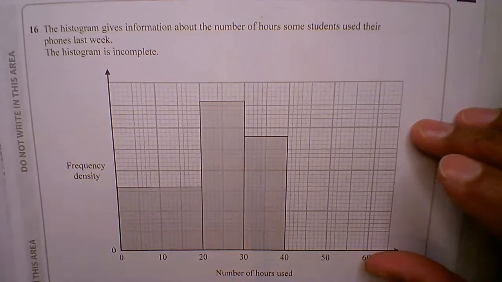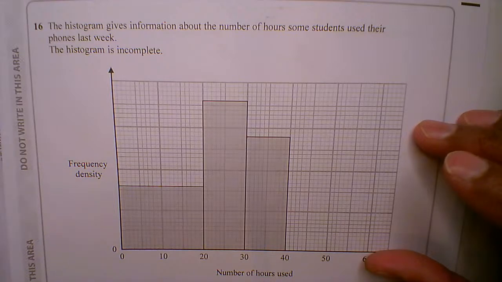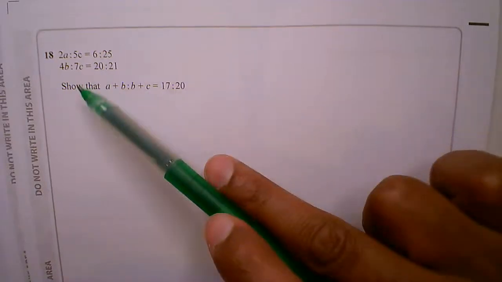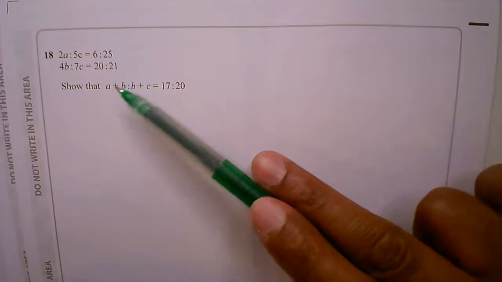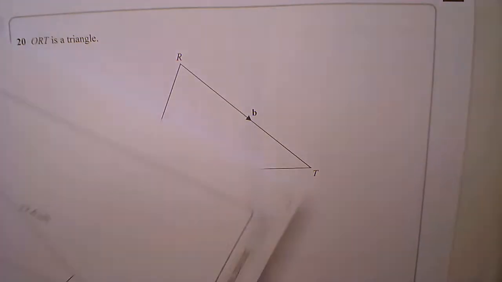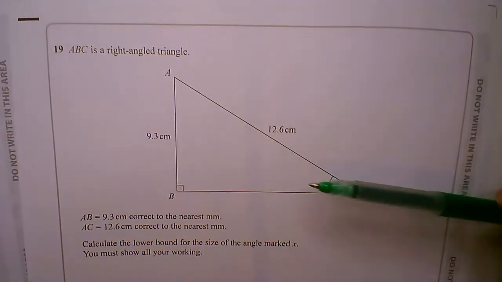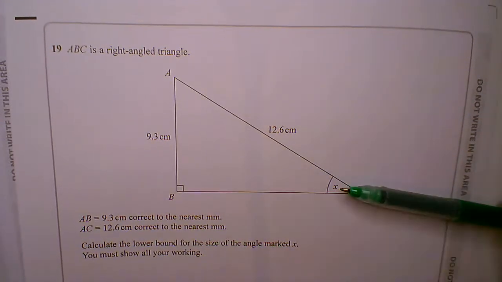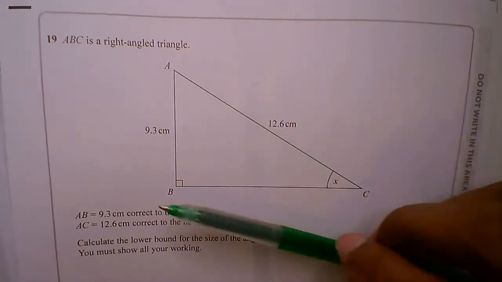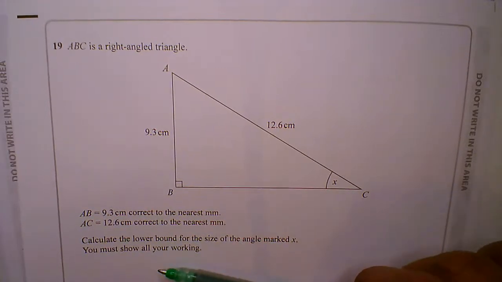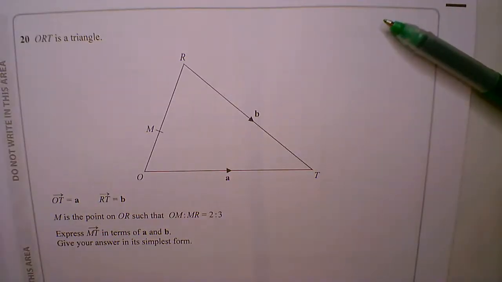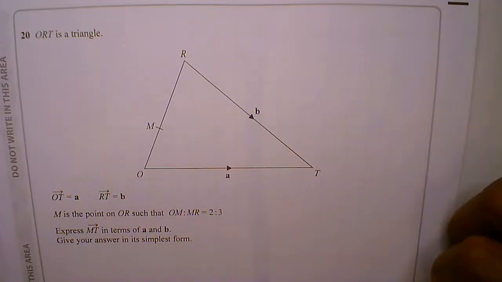Question 16, we've got that there. Histograms again. Going backwards rather. Okay, so here we've got question 18, which is a ratio with parts, so we'll come back to that. This question here, you've got a right angle triangle with an angle, which means that this is trigonometry. And then you've got the wording here, a lower bound, so we're going to look at bounds. Here you can clearly see that is vectors.